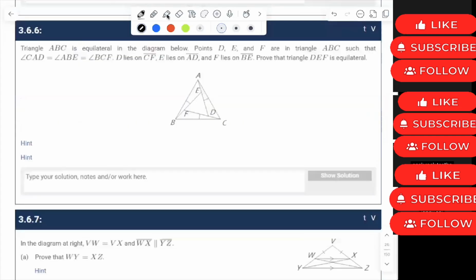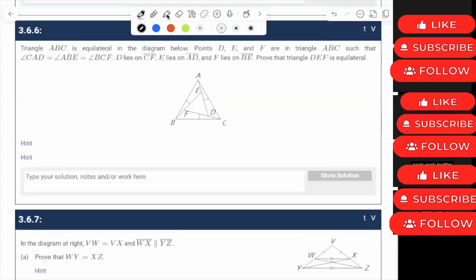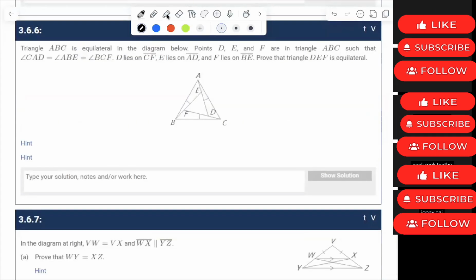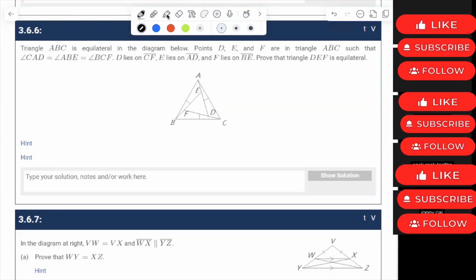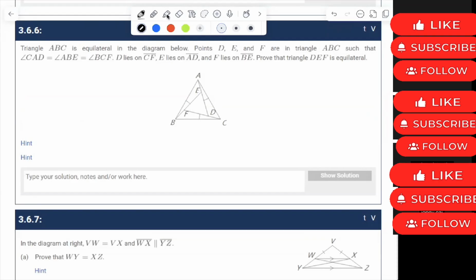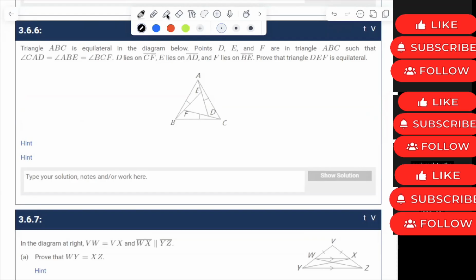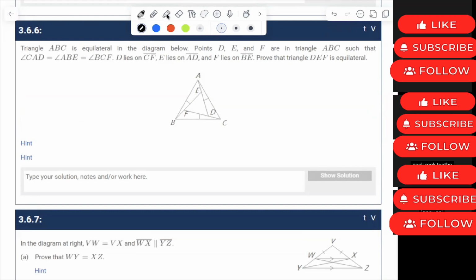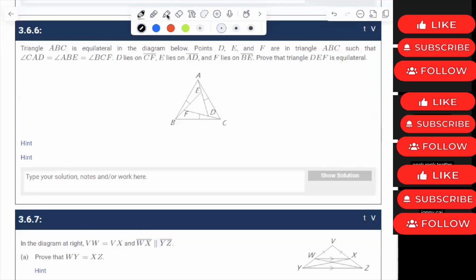Let's move on to 3.6.6. It's a little bit hard. Triangle ABC is equilateral in the diagram below. D, E, F are in triangle ABC such that CAD is equal to ABE is equal to BCF, and D lies on CF, E lies on AD, and F lies on BE. Prove that triangle DEF is equilateral. I'll let you have a try at this question and tell me the answer through chat.